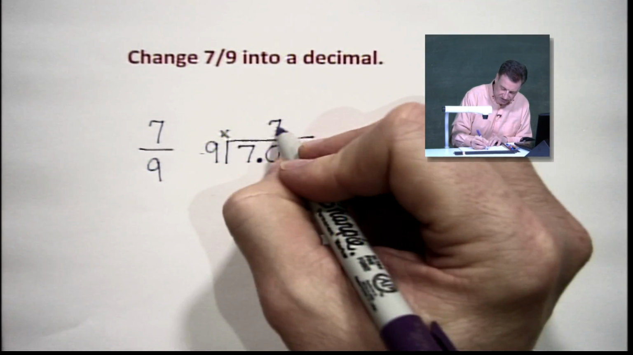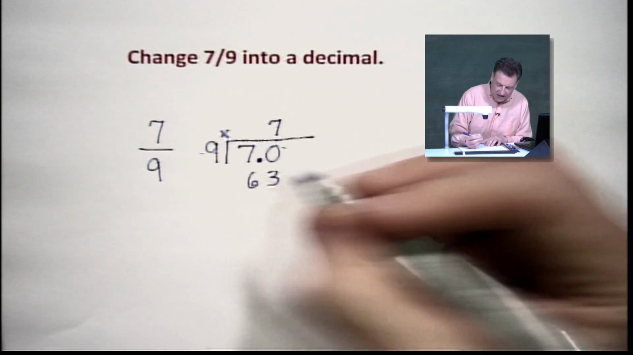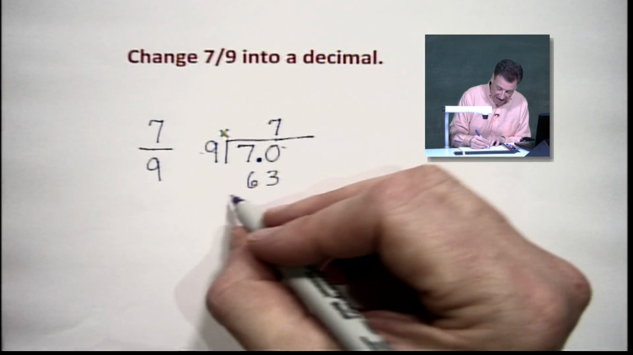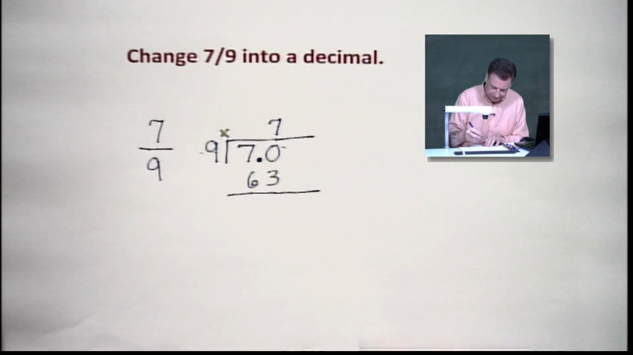So let's pick it up here. 7 times 9. Woohoo! 63. You know your 9s, folks. You know your 7s. You know your times tables. Both of those work well. And let's subtract. Oh my goodness, 70 minus 63. Think about your money. That's another 7 left over.